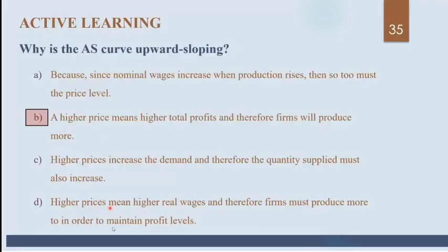Now, the other ones don't really make sense. So A, it says because since nominal wages increase when production rises, then so too must the price level. That doesn't really make any sense. Higher prices increase the demand. Since when do higher prices increase demand? That doesn't make sense. Higher prices mean higher real wages. It's actually the opposite. Your real wage would be lower if prices rise, right?